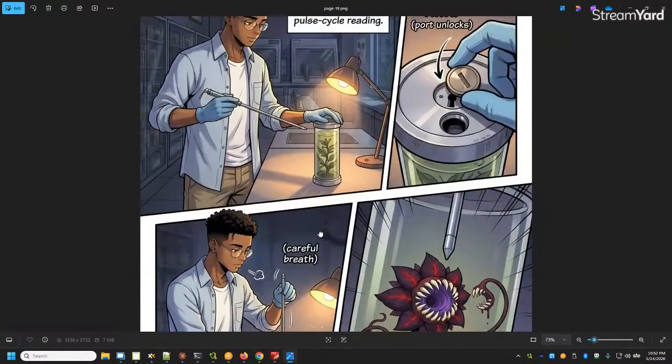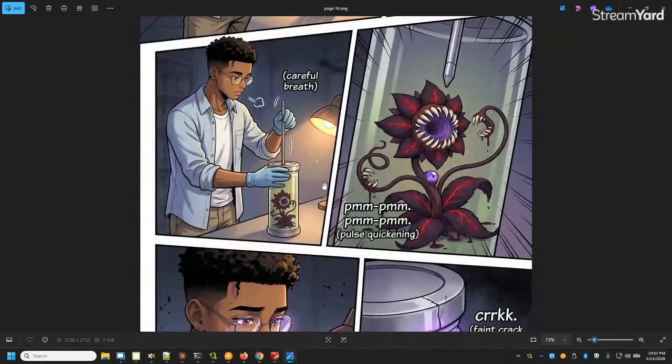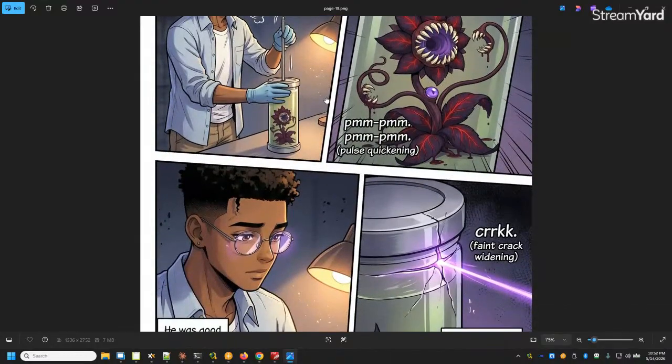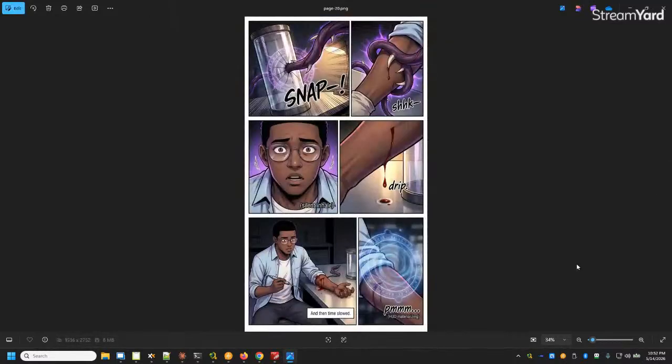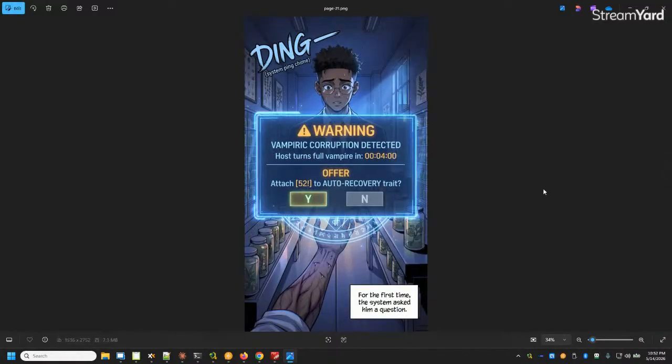All right. Guess he's poking and prodding at it. And then it cracked open, and then it gets bit. Silent inhale. He has a fro again. All right, so what does he have? 4 hours until he gets turned into a vampire, right?